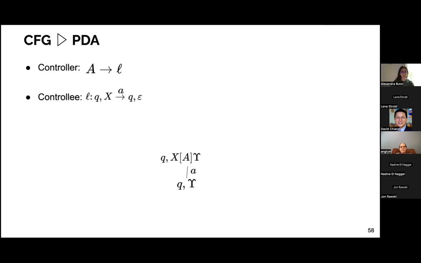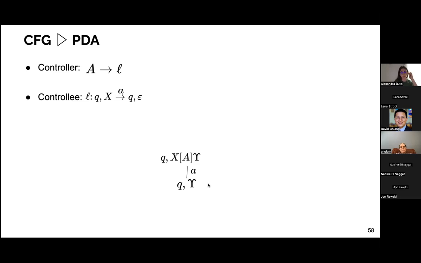So yes, the next one would be a CFG controlling a PDA. This one is the most complex. If the controller has a rule A goes to L, and the controllee has a transition of this form, and we have a node in a derivation tree that's labeled with the state Q and the stack symbol X, which is augmented with the symbol A, and then a series of stacks, then we can scan A and we get this new node Q epsilon.